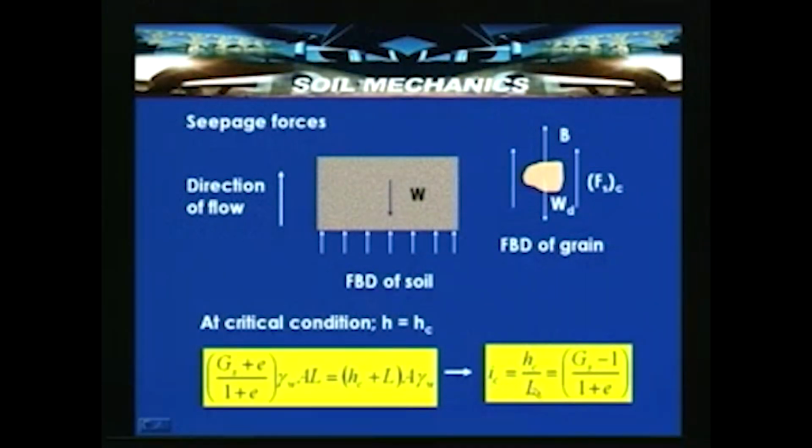When you equate this, we get i equal to Hc by L, which is equal to (Gs minus 1) by (1 plus e). So, Hc by L is the critical hydraulic gradient, given by (Gs minus 1) by (1 plus e). We have discussed that this critical hydraulic gradient is approximately equal to 1 for most soils, and for sands with specific gravity Gs equal to say 2.65, ic will be equal to 1. It depends upon the packing density of the particles. So, in loose sands and silty sands, this condition is likely to occur.